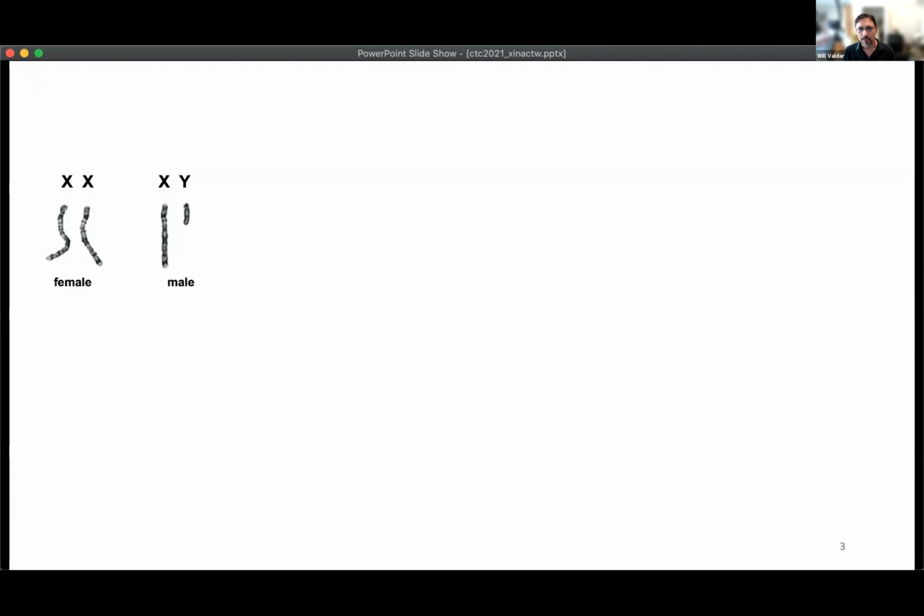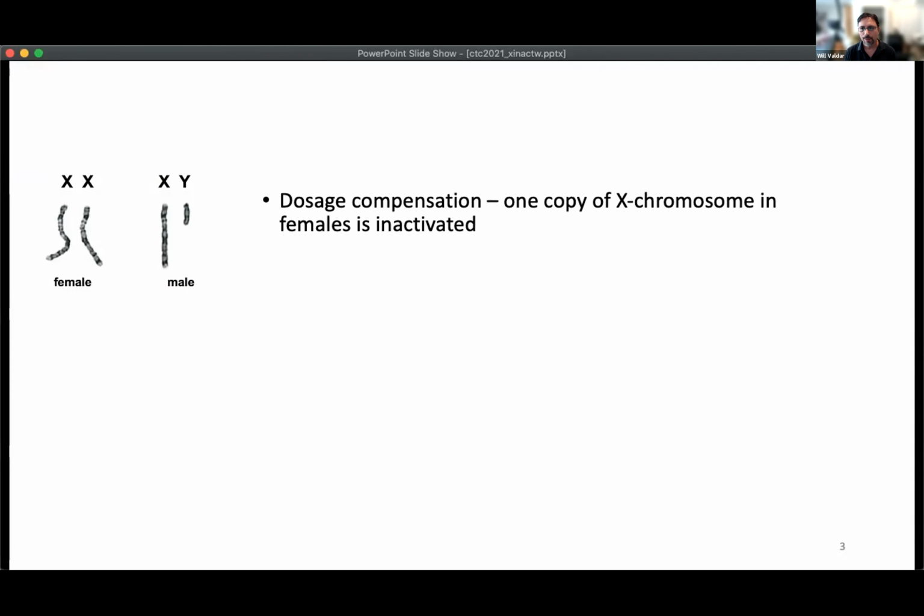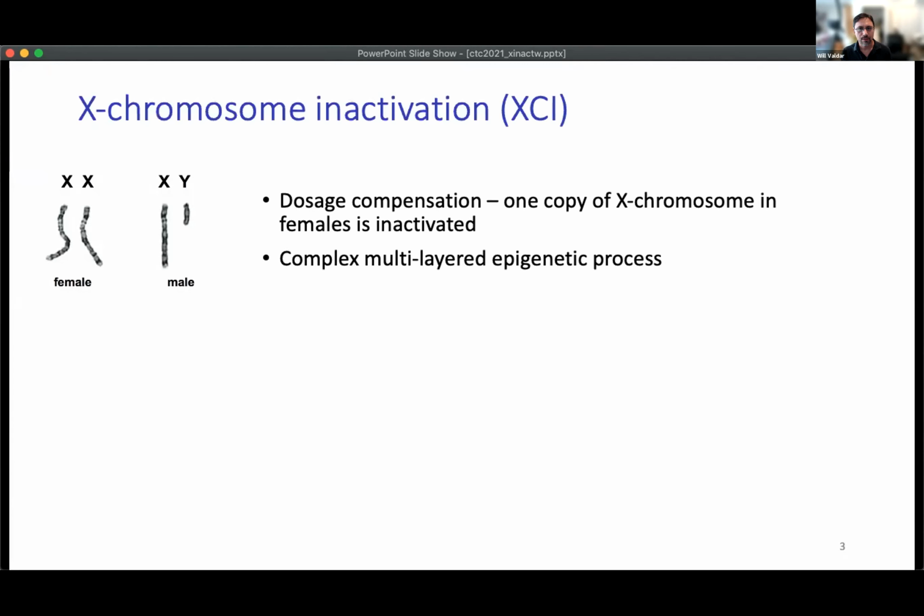So as most of you will be aware, for most species of mammals, females are XX and males are XY. And so naively, one might think, well, does that mean that female cells have twice as much expression from the X chromosome? And in fact, that's not true. What happens is a form of dosage compensation, whereby one copy of the X chromosome is inactivated. This is a complex, multi-layered epigenetic process. It basically becomes heavily coated in heterochromatin and turns into a bar body. And this is termed X chromosome inactivation.